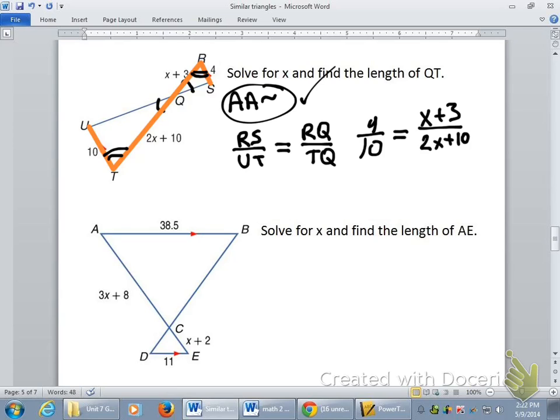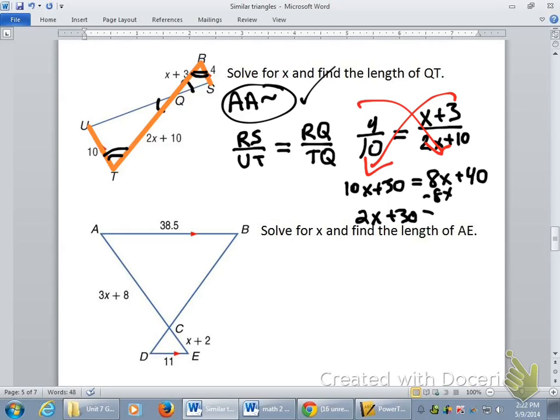How do you solve a proportion? Cross multiply. Yay. So we're going to solve this. That's a little distributive property, right? 10x plus 30 equals 8x plus 40. This will work out well. If I subtract the 8x, that's going to give me 2x plus 30 equals 40. If I subtract the 30, that gives me 2x equals 10. So x must be 5.